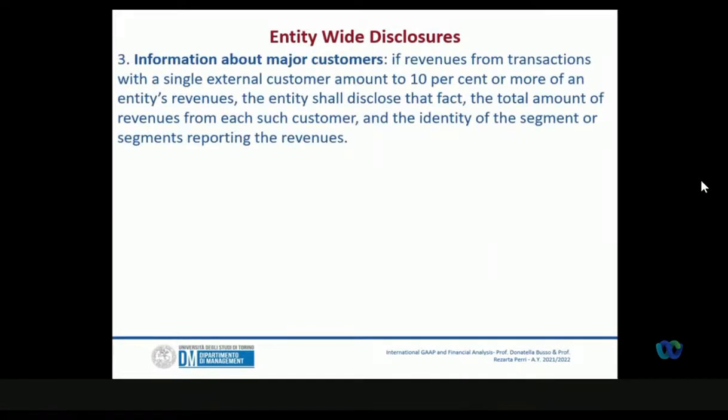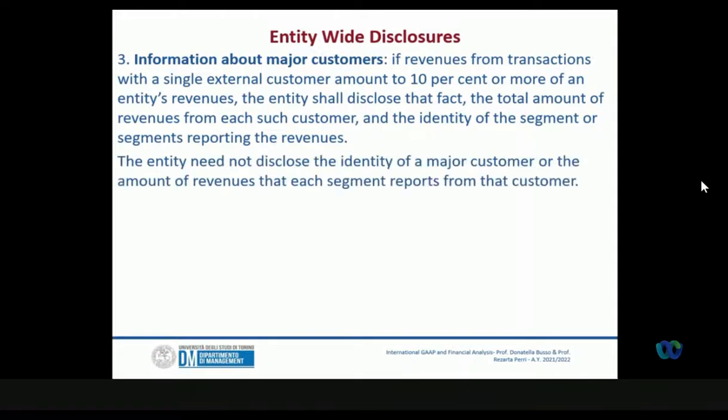Information about major customers: usually if revenues from transactions with a single external customer amount to 10% or more, the entity should disclose this fact, because this means that we are very dependent on this certain customer. In case this customer has financial difficulties or goes bankrupt, their financial problems will be transferred to our company because of the financial impossibility to settle the debts or the invoices we might have with them.